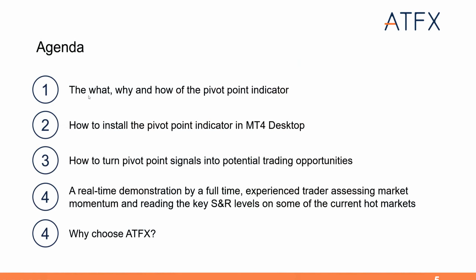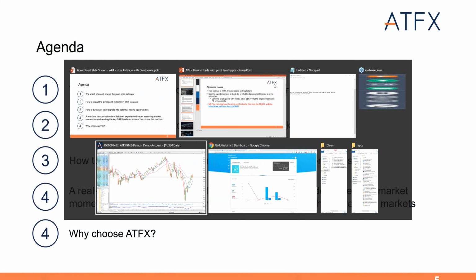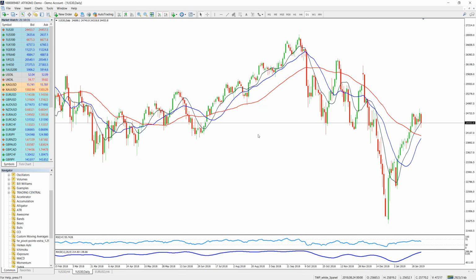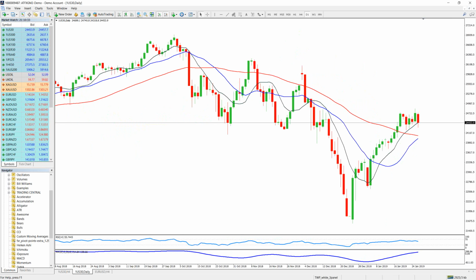For those of you who aren't familiar with pivot points, let's go across to the platform and have a look at that. We've got the platform over here, and I have created it with a white background. That's just more a habit of mine. We're looking at a daily chart, and it doesn't really matter which market we're looking at. We're specifically looking at the Dow.